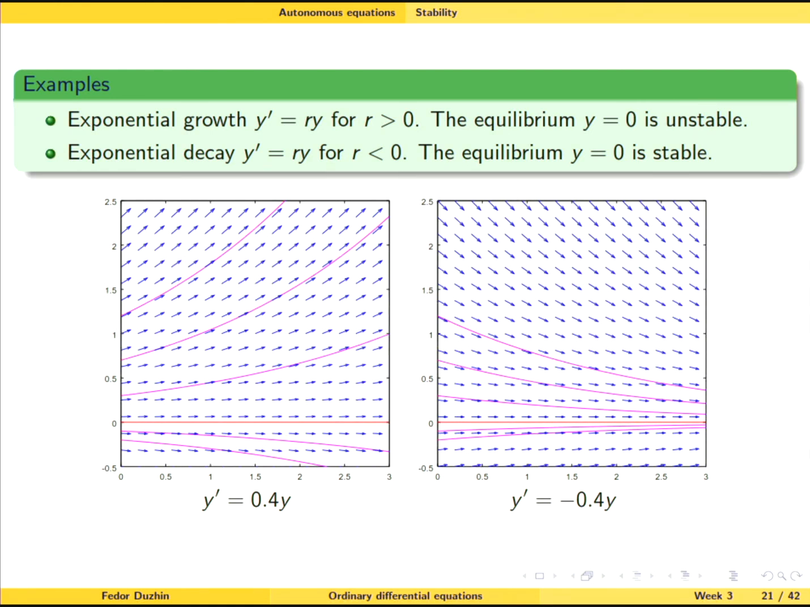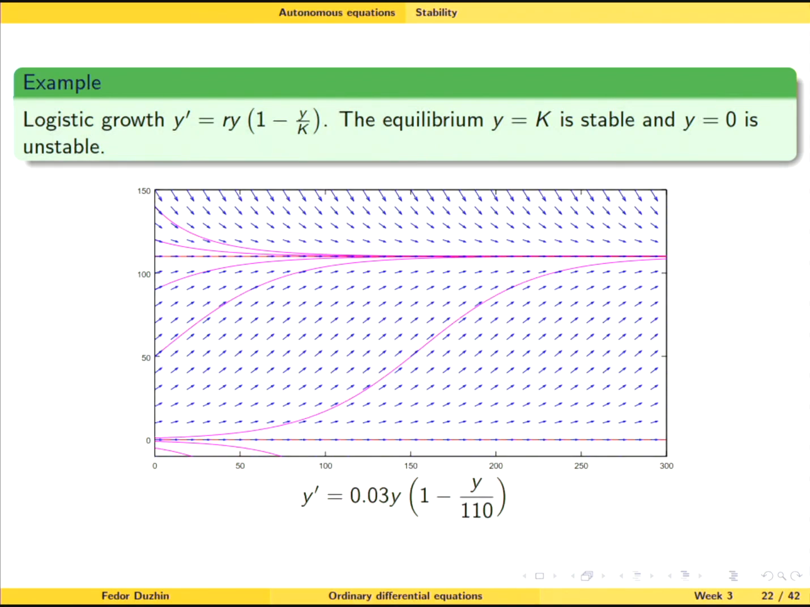So, for instance, looking at the equation of the exponential growth, we see that the only equilibrium is y equals 0, depending on the sign of the constant. If the constant is positive, then it is unstable, and if it is negative, then the equilibrium is asymptotically stable.